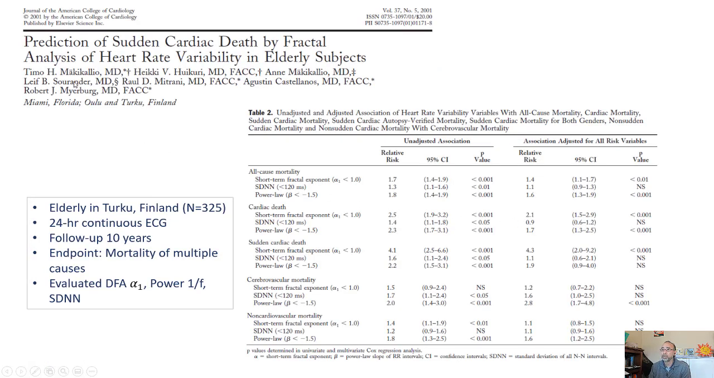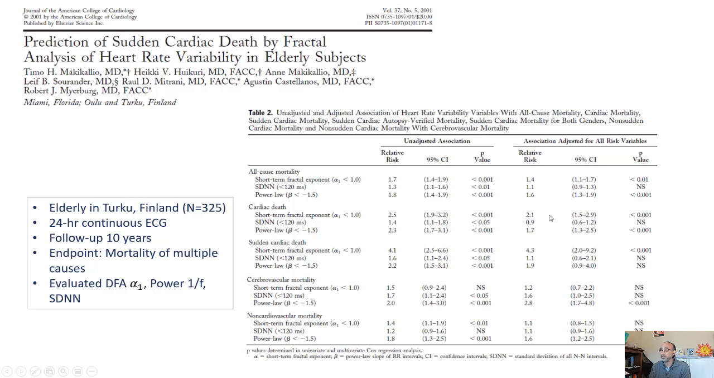And this is an example of this. This was a study by Makikallio in 2001. It was a study that involved 325 elderly individuals in Finland, 24 hours of continuous ECG with a follow-up of 10 years. And they evaluated DFA alpha 1, power 1 over F, and SDNN. And the first thing to note is this table, which categorized all different kinds of mortality: all-cause, cardiac death, sudden cardiac death, cerebrovascular mortality, and non-cardiovascular mortality.